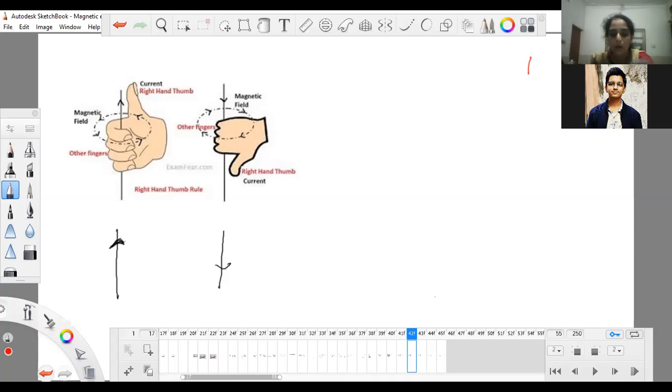Now I'm provided with this question. Can you see me easily? I am drawing two lines. This is one line. Can you see this line?